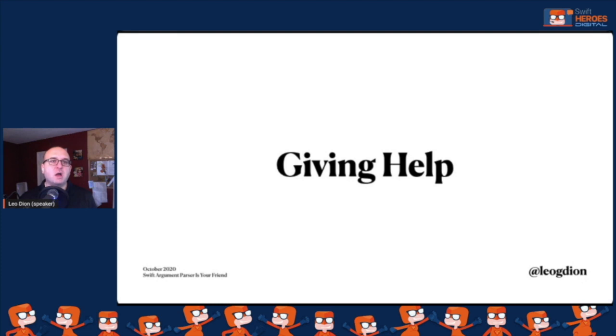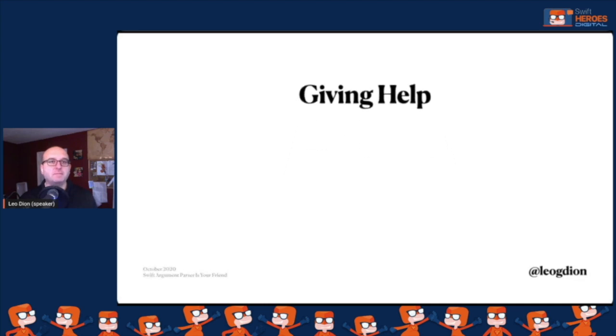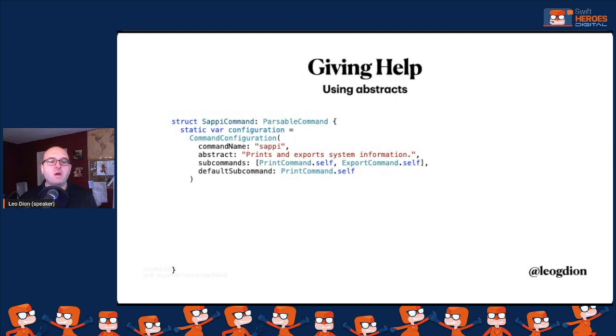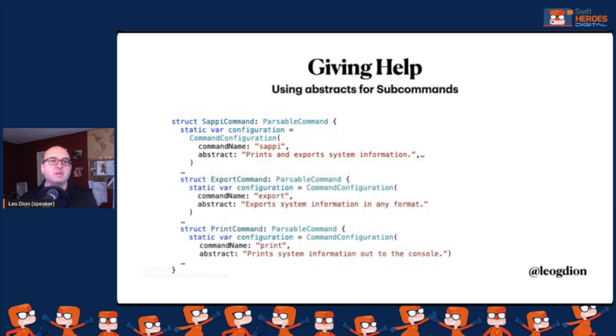So you probably saw under command configuration something called an abstract. What this does is it allows us to give help to users of our command line tool in order to see what is going on. So as far as the Sappi command, we had an abstract that says that Sappi prints and exports system information. We could also provide abstracts under our subcommands as well. We say the export command exports system information in any format. The print command prints system information out to the console.